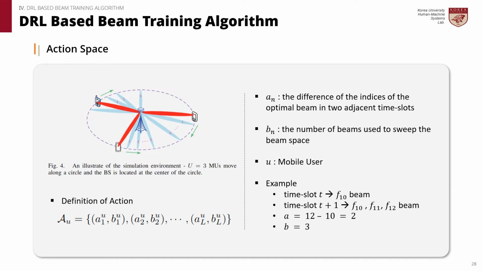If the environment varies relatively slowly, F11 and F12 may be allocated to the mobile user in the next time slot T+1. And then A will be 2 and B will be 3. A and B depend on the rate of change of the environment.